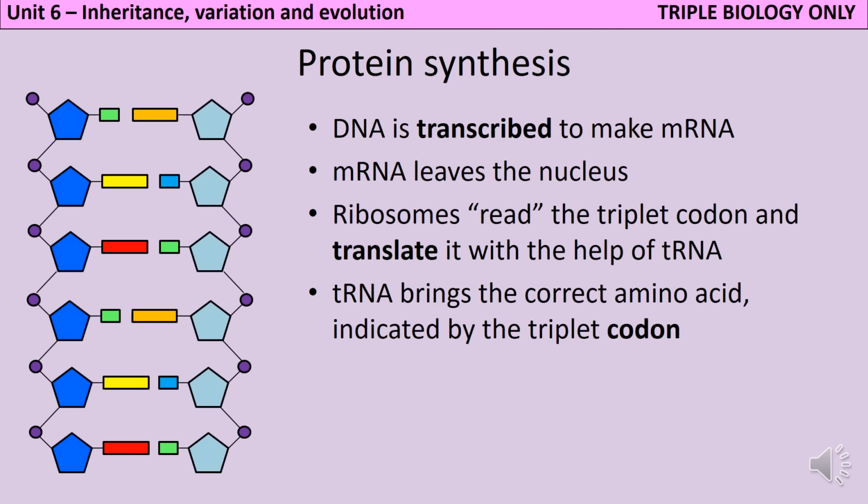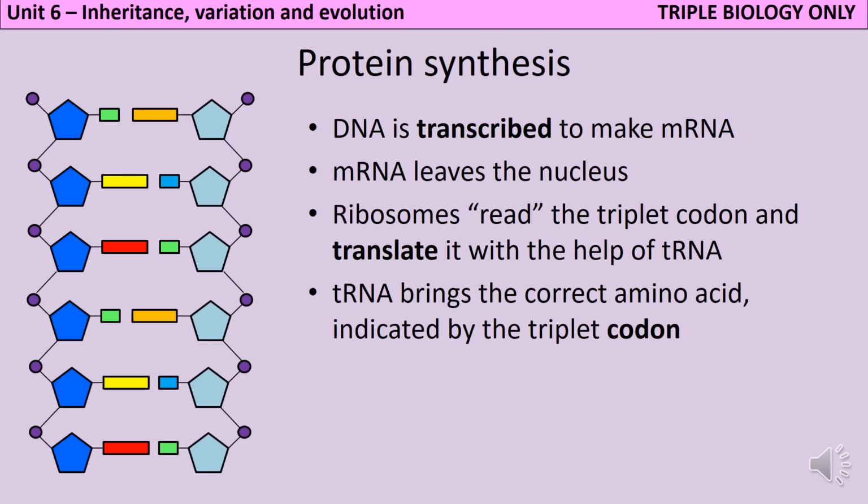RNA is another nucleic acid and it's quite similar to DNA, but mRNA is only single-stranded. It uses a slightly different sugar called ribose rather than deoxyribose, and also it uses slightly different bases. But it's used to make a copy of the DNA, which is locked in the nucleus, which can then leave the nucleus and go out into the cytoplasm.